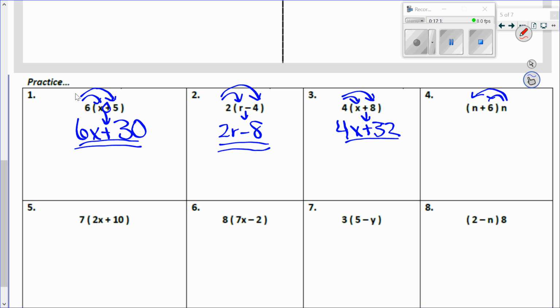So what's n times n? N to the second power. My sign still comes straight down. N times 6, 6n.